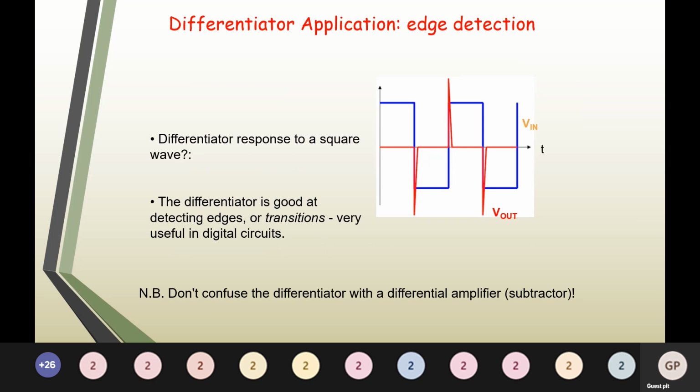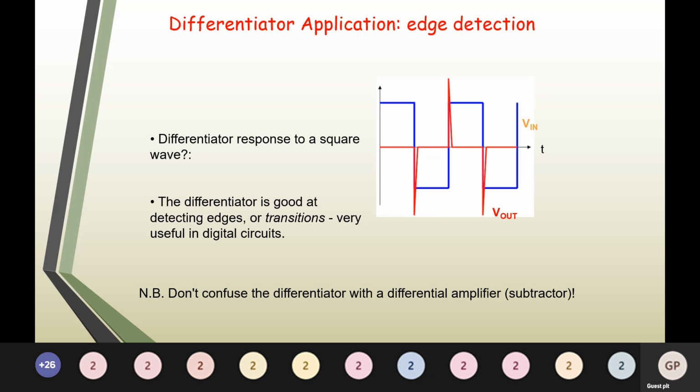And now, what is the application of this differentiator? What all can we do with this differentiator? As we saw in the integrator, which is used to generate a ramp waveform or a triangular waveform, here this differentiator is used to generate spikes, or I can say it can act as an edge detector.